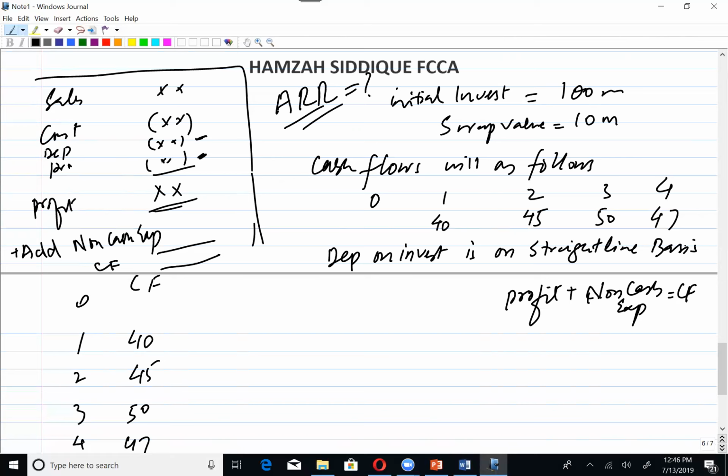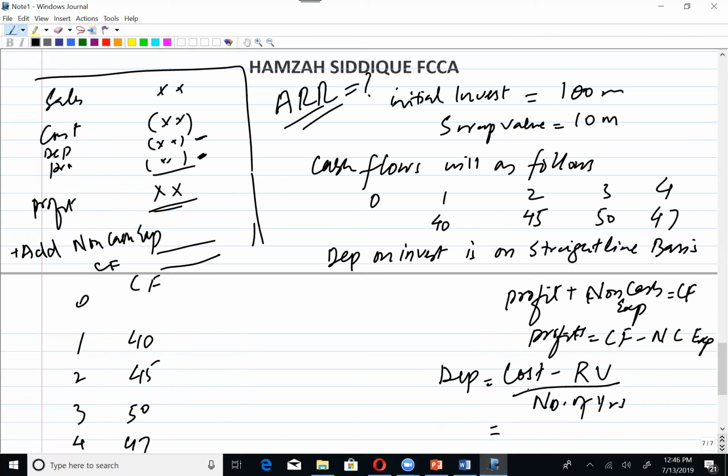So students, we have to calculate depreciation. Profits is equal to cash flow minus non-cash expense. Rearranging the equation, we need depreciation for each year. Straight line depreciation, how is it calculated? Cost minus residual value, sorry, not initial investment. Cost minus residual value divided by number of years.